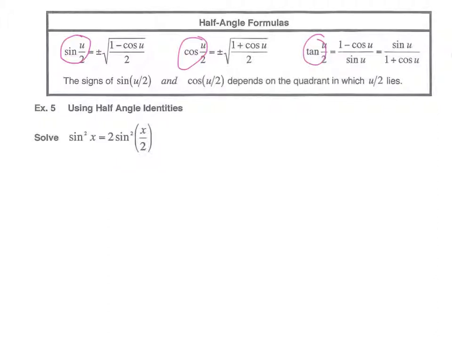So we're going to solve an equation using our half angle identities. We've got sine squared of x equals 2 times the sine squared of a half angle. So here's the issue. This right here, so we're going to not include the 2, this right here really means sine of x divided by 2, all of that would be squared.